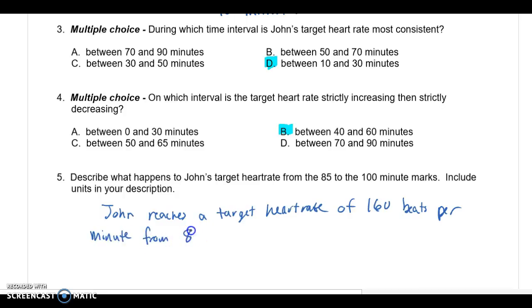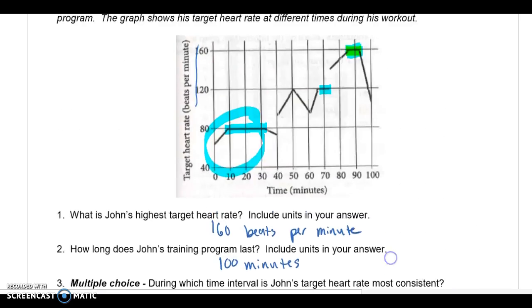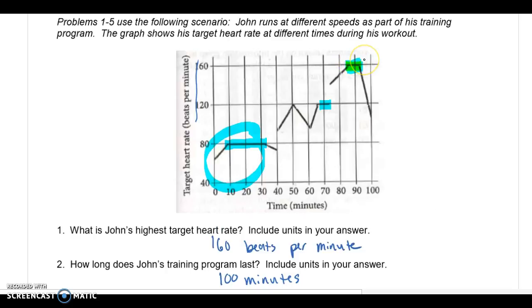from 85 to 93 minutes, followed by a decrease in target heart rate until 100 minutes. And again, we can see it on the graph. It's level for a while. It's up at that high level, and then it's going to drop down drastically.